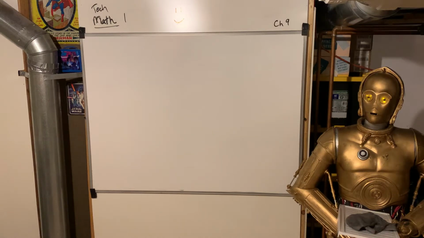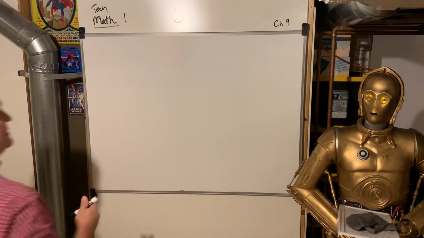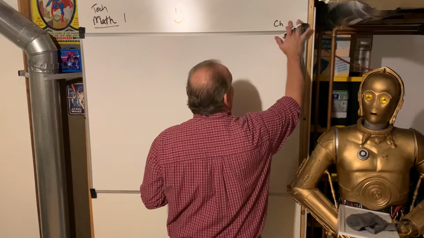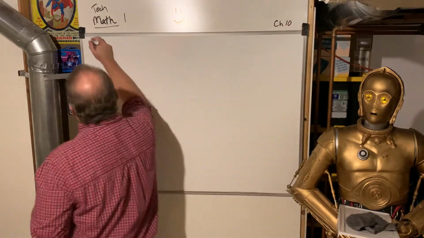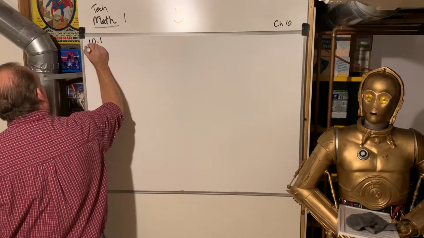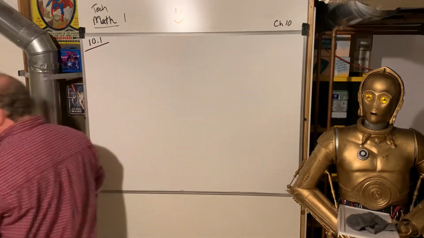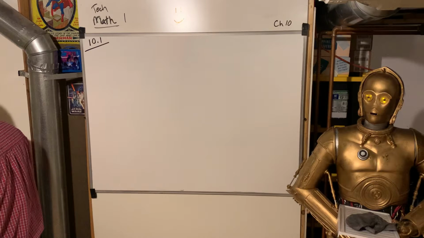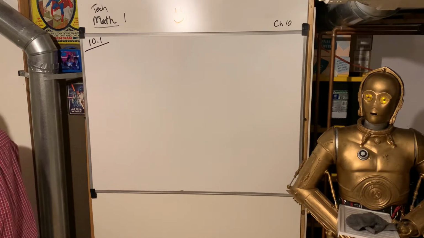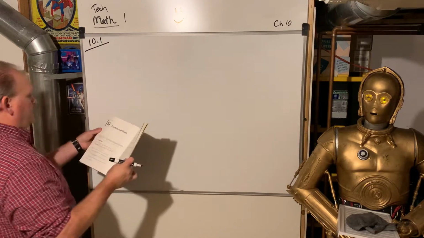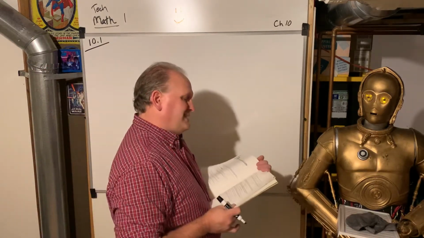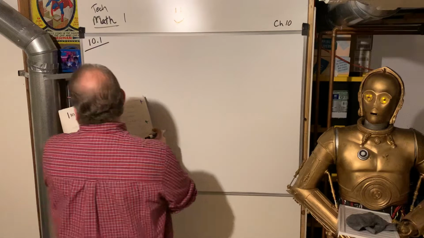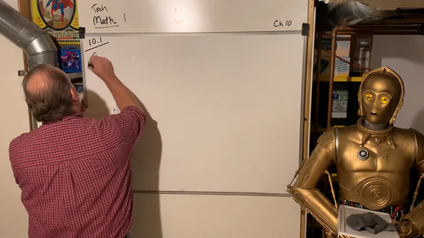Right, we are back. This is Techmath1. We are on chapter 10. Chapter 9, chapter 10. And we're looking at 10.1, and it has to do with graphing, but not so much with the graphing calculator. Let's take a look. We're in the blue book, page 421, and we're looking at number 1.